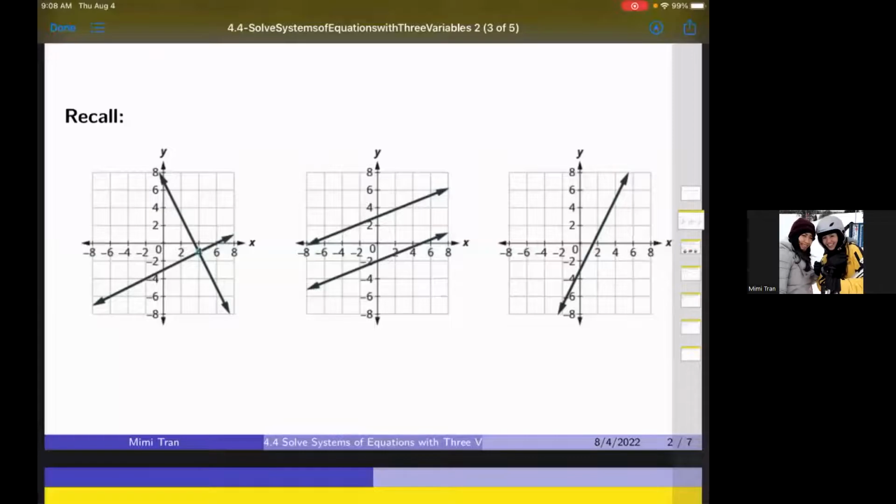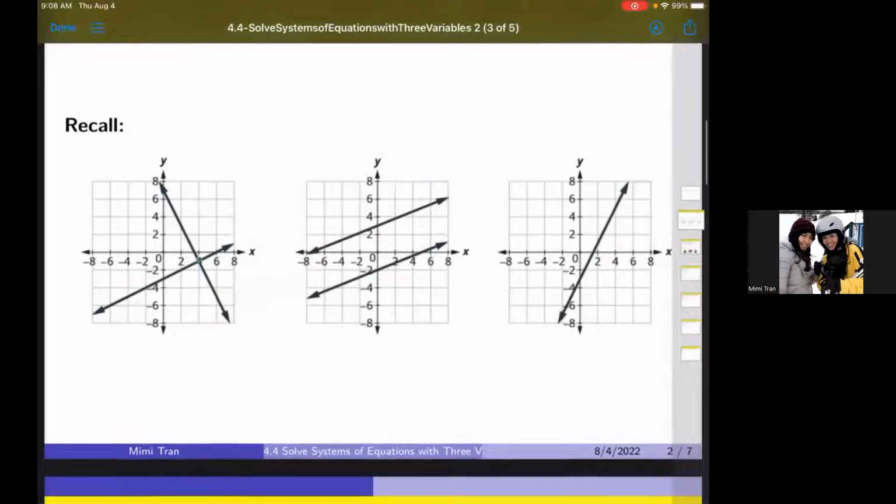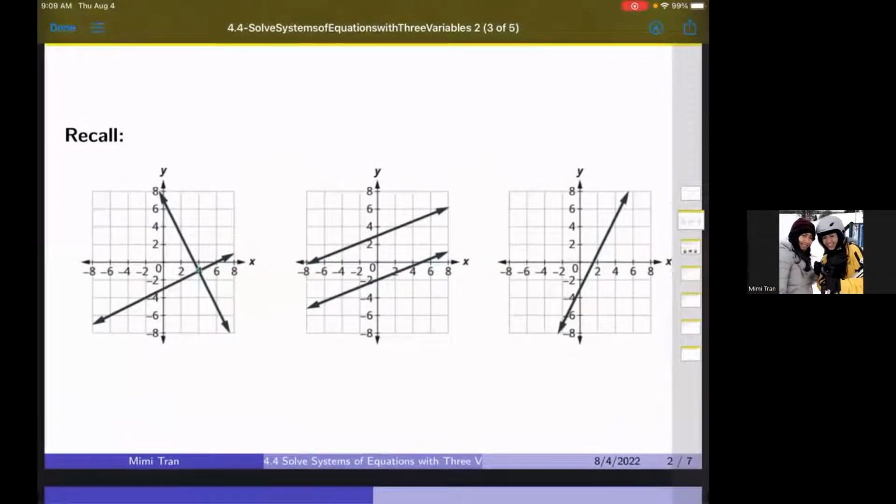Consistent or inconsistent? Consistent, right? Is it independent or dependent? Independent, right? Because they are two separate lines. They kind of go their own ways. Think of independence like you have your own path to go.